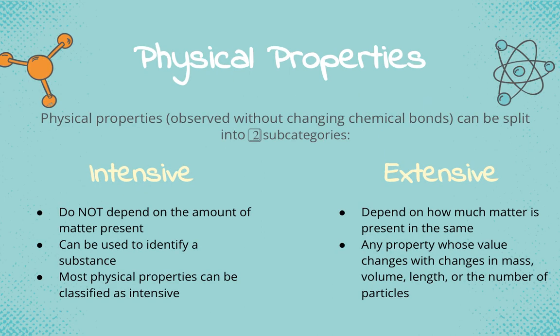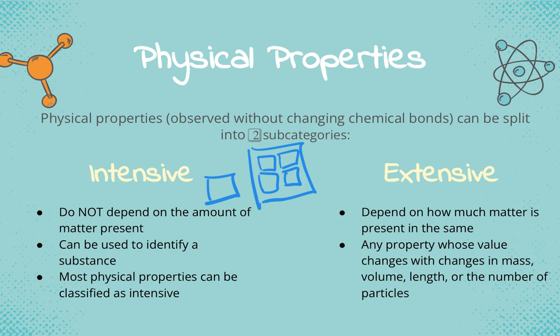So let's start with physical properties. Physical properties are observed without changing the chemical bonds, so they can be split into two subcategories: intensive and extensive. Intensive physical properties do not depend on the amount of matter present. So an example of this is if I have 1 cube of ice, or if I have an entire glass filled with ice cubes, the properties that we discuss in the intensive subcategory do not change. They do not depend on the amount of that matter present.